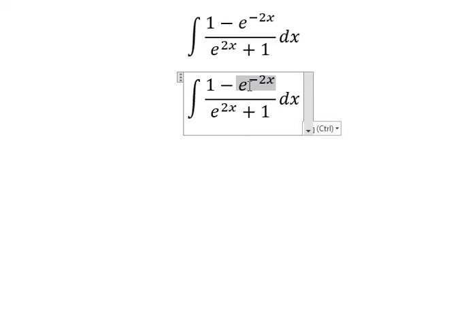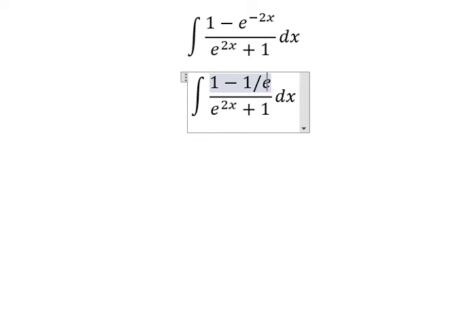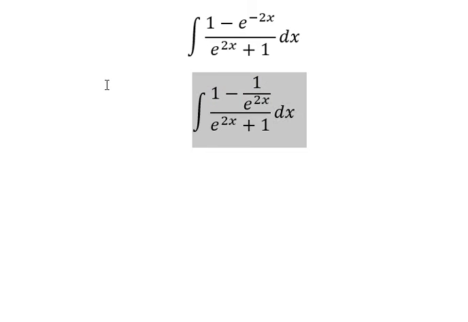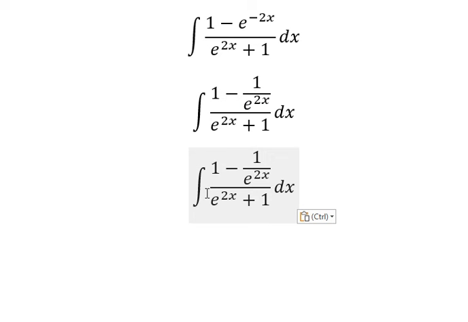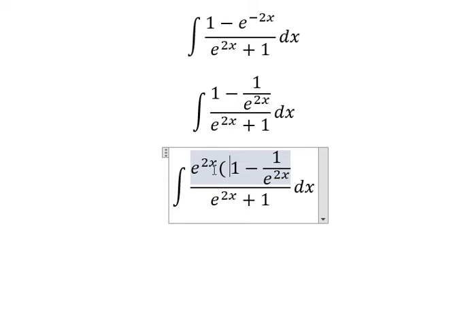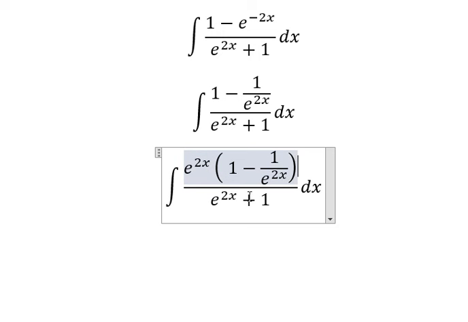This one I can put into 1 over e to the power of 2x. Next, I will multiply by e to the power of 2x on numerator and denominator.